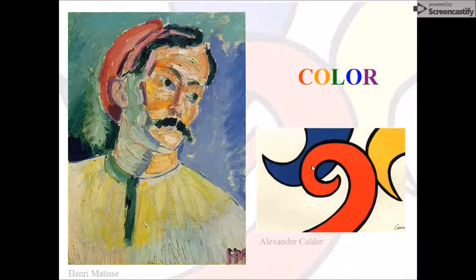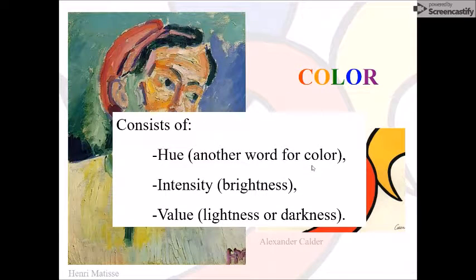The one on the right uses primary colors, that red, yellow, blue combination, depending on what medium you're using or how you're talking about it. It might be magenta or cyan, but generally those are primary colors. Now with color, we talk about three different things. Color consists of hue, which is another word for color. It's the technical word for color. So I could say the hue of the man's hat in this painting is red.